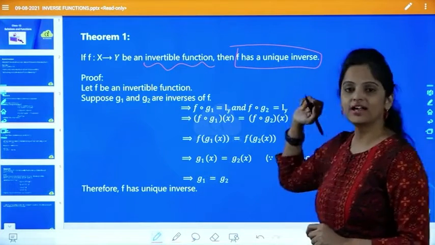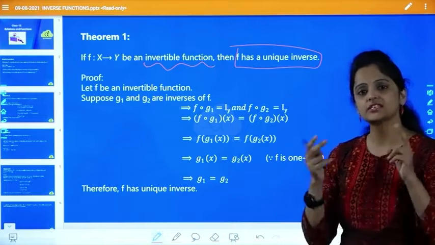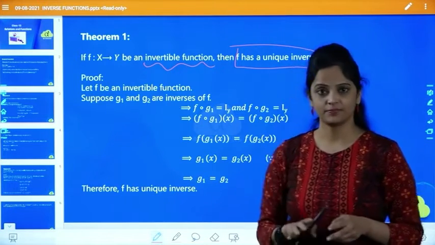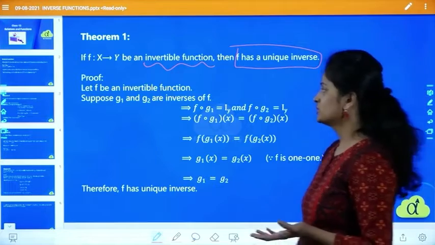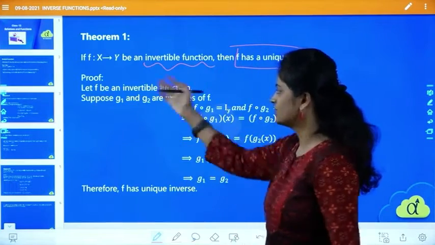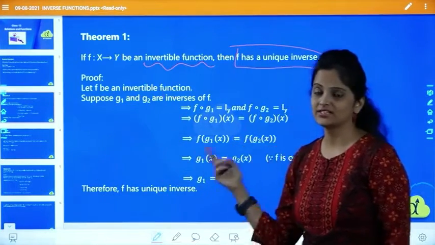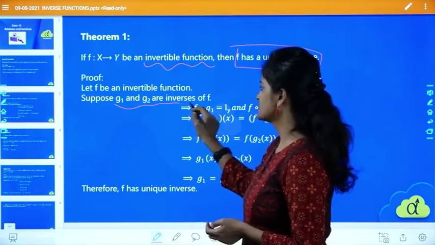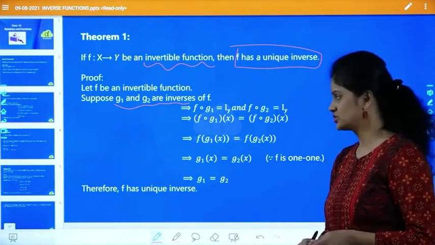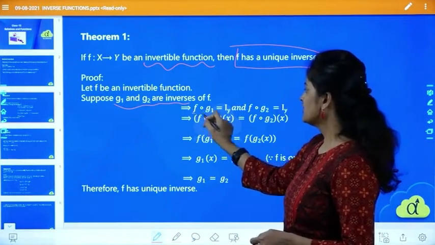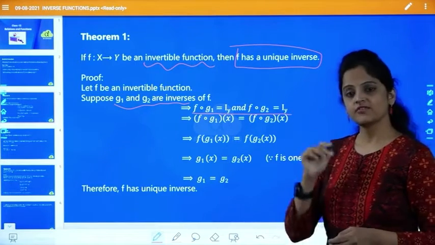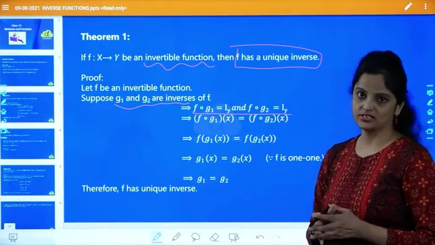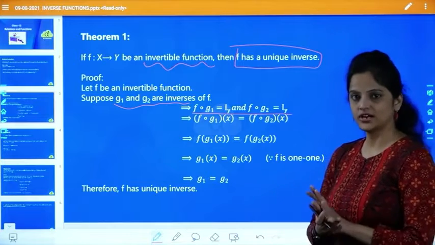I have to prove that an inverse is unique. That means I will consider two inverses and show that both inverses are the same. So if we have an invertible function, I am considering two inverses, G1 and G2, of the function. Then according to the definition we have seen, F composition G1 and F composition G2, I have to consider both as an identity function.